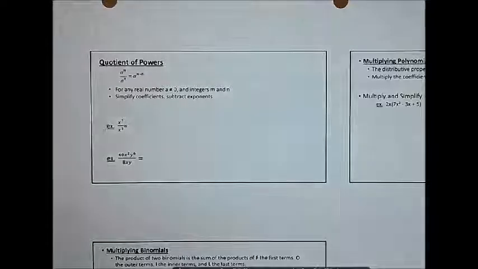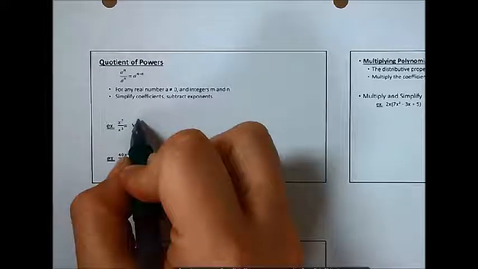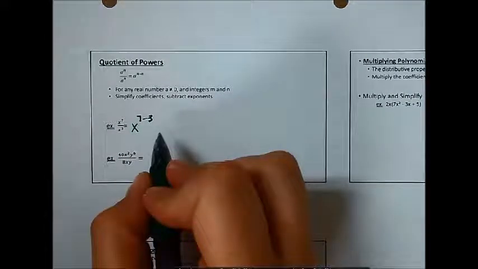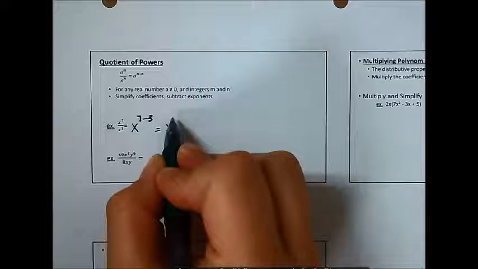Okay, quotient of powers. For any real number a not equal to 0, because you cannot divide by 0, and integers m and n, when you have a quotient, which is division, you want to subtract the exponents. Simplify the coefficients. So, let's look at our first problem here. We have x to the 7th divided by x to the 3rd. So if we just subtract the exponents, we have x to the 7th minus 3. 7 minus 3 is 4. So our answer is x to the 4th.